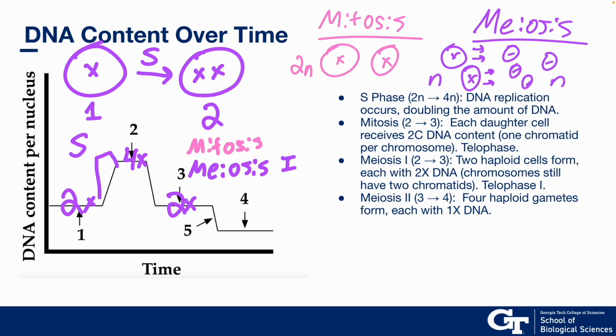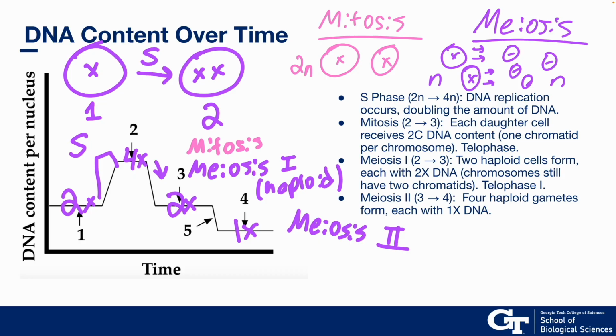And if this is meiosis 1, that's where cells become haploid. That's an important thing to recognize. And obviously in mitosis, they stay diploid. And then if we go through another division, what do we end up with? Well, we end up with 1 times the DNA content, and that's going to be meiosis 2.